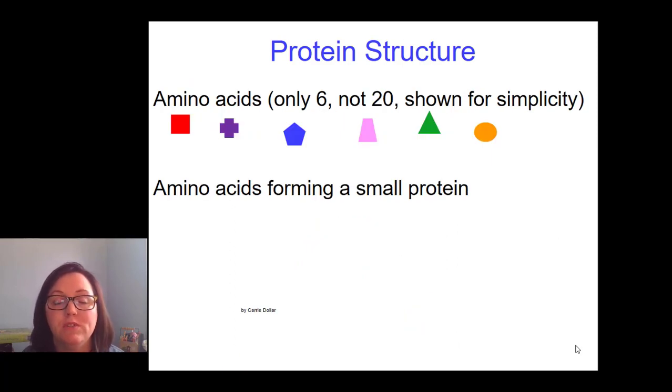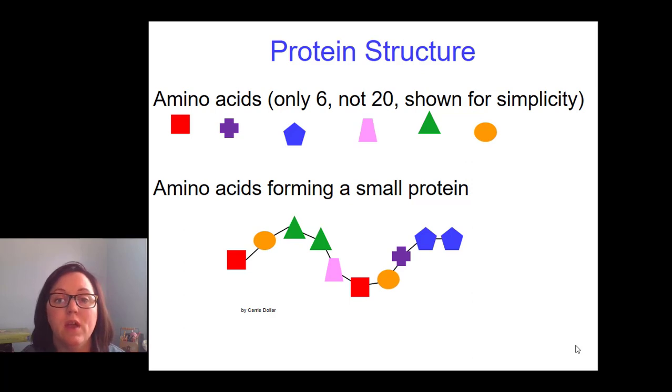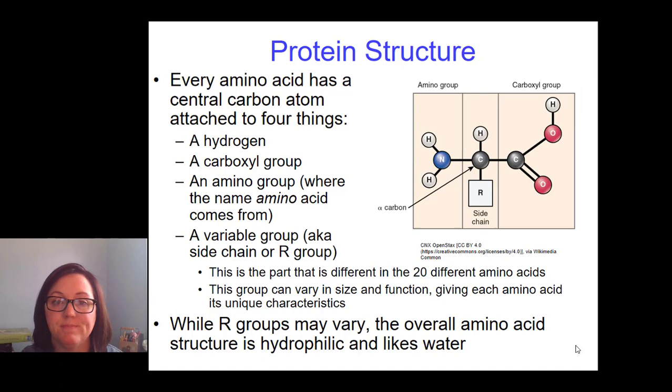So at the top of the screen here, we see some examples of amino acids. So we have 20 amino acids that we use in the body, but I only showed 6 for simplicity's sake. So amino acids are the monomer, or the basic unit to a protein. In order to form a protein, what we have to do is connect multiple amino acids together. And then the final product that we have at the end is called a protein.